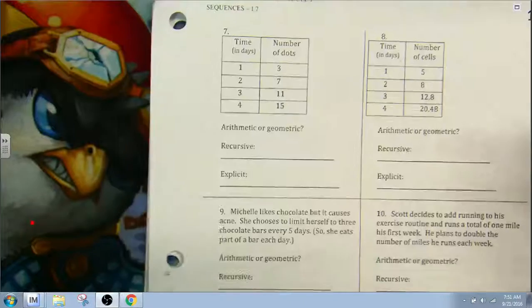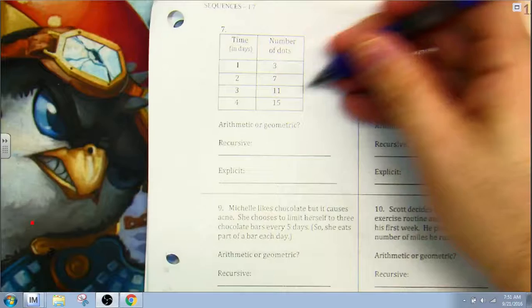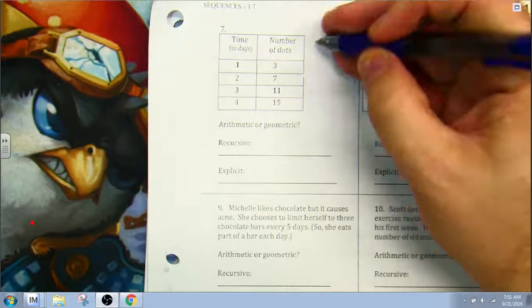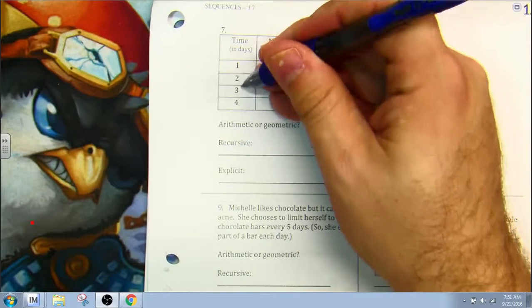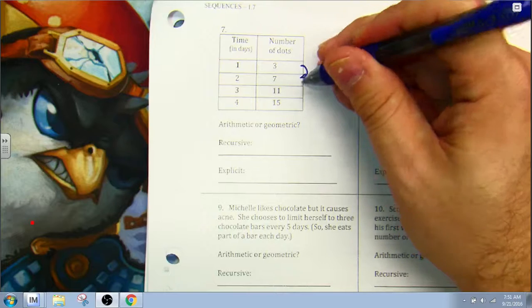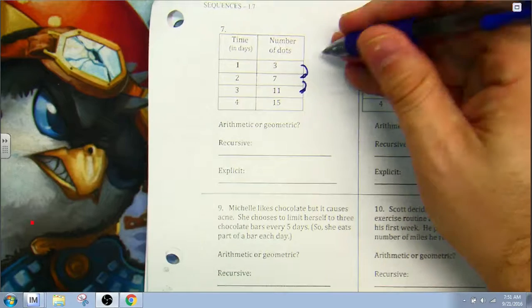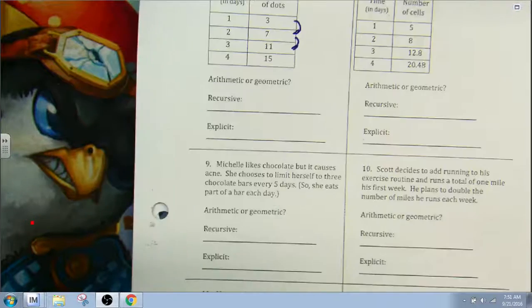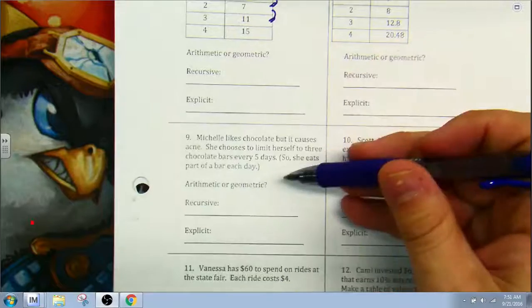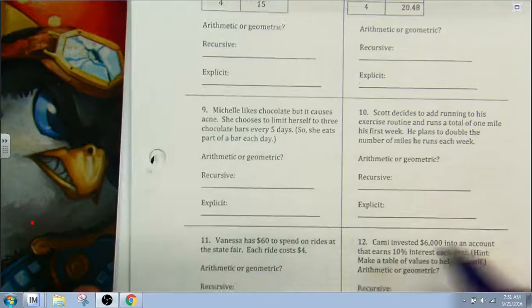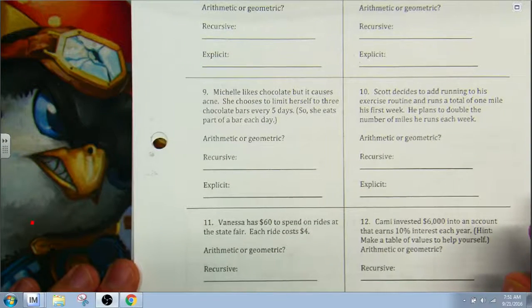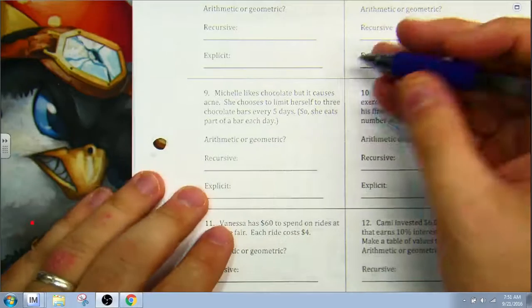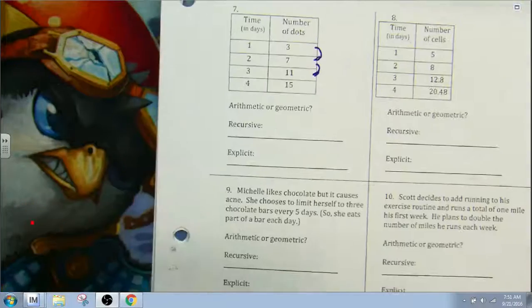This is more of the same, except this time it's giving it to us in a table. So again, these are our term numbers, and so you just need to see what the pattern is here to see if it's being multiplied or added to determine whether it's arithmetic or geometric. And then I've heard a couple people having problems with the word problems. I really strongly recommend that you look at these word problems and try to build a chart like these.